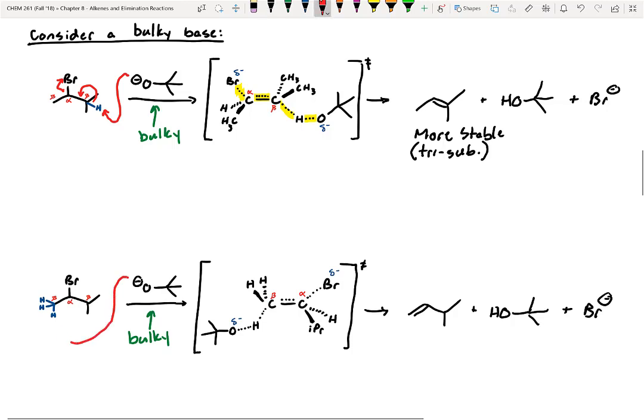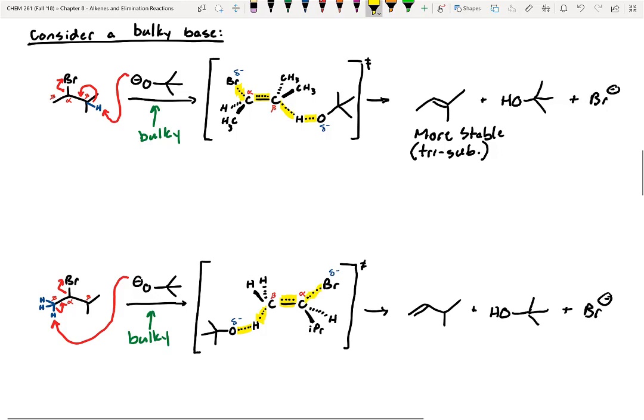In the second reaction, we're going to grab a beta proton on the left, clamp down, kick off our leaving group, and just like before, the base is going to reach out, grab that beta proton, form a new covalent bond with it. We're going to break this alpha-beta position bond. We're going to form a new pi bond between alpha and beta. We're going to kick off bromine.